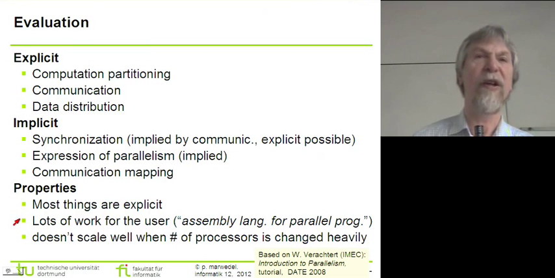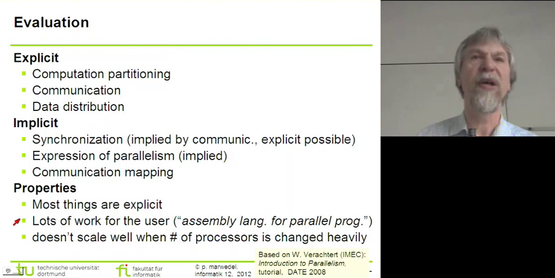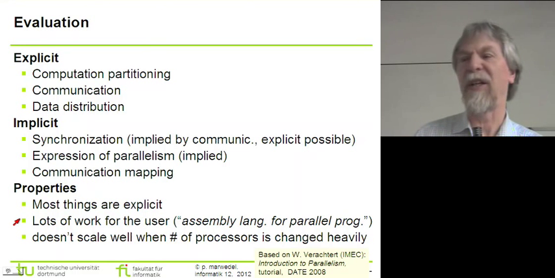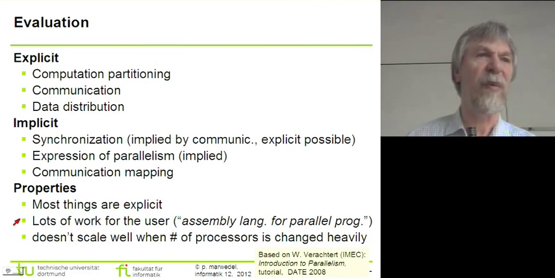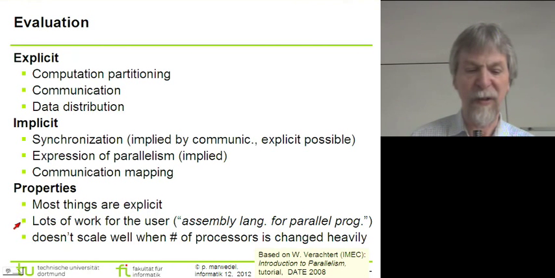We as programmers have a hard time actually programming a parallel system in such a way, and therefore it has also been said that MPI is a kind of assembly language for parallel programming, because we as programmers have to do so much. We have to really care about so many things, and we would like not to care about so many different things.